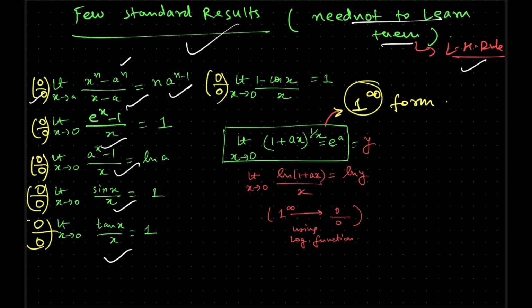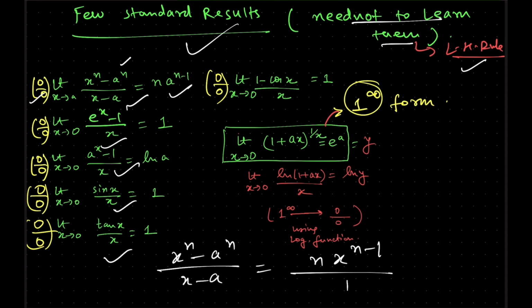So if you differentiate x^n minus a^n by x minus a, in the denominator you will get 1, and in the numerator you will get n x^(n-1). So you can see, if you put in the value of a, it will give n a^(n-1), as it is, what you have got over here. Similarly, in this case you will get 1. Similarly, for here you will get ln a.